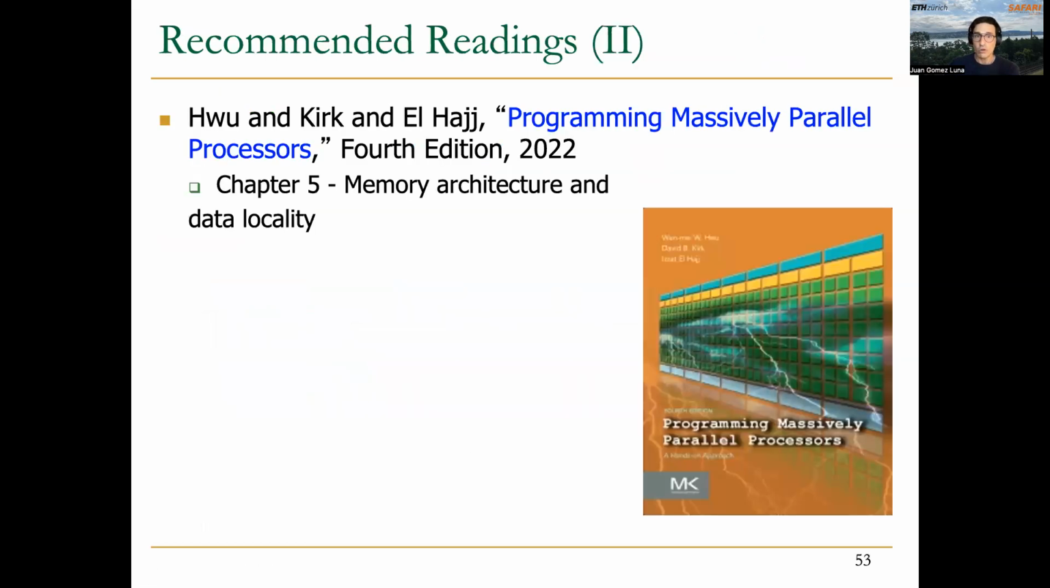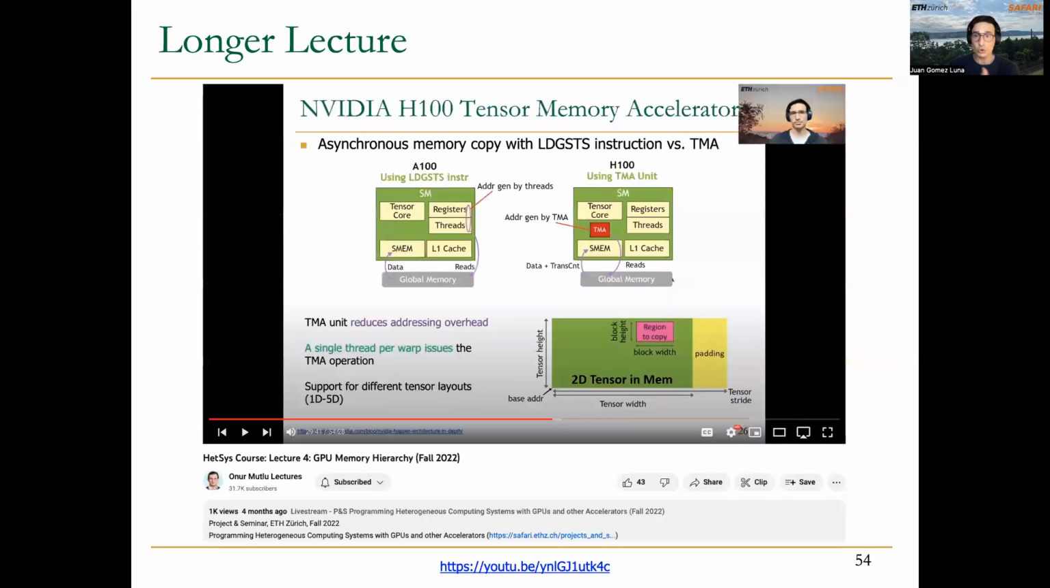Okay. This is all for today. You can read more in the book, Programming Massively Parallel Processors, in chapter 5. But I would also recommend you to watch the long version of this lecture, where you can find more details about the GPU memory hierarchy, about how to perform a basic tiled matrix multiplication, and also a few more details about the new H100 architecture.